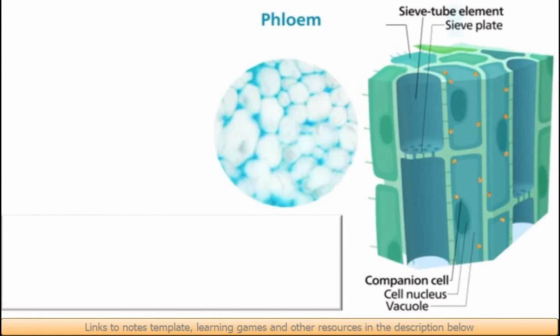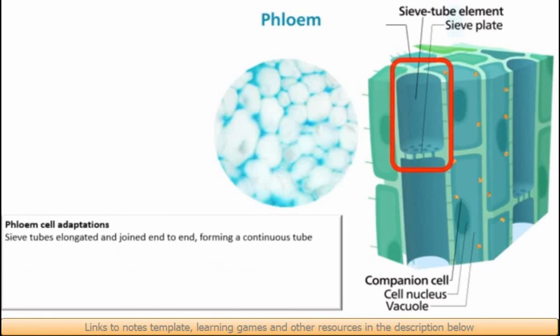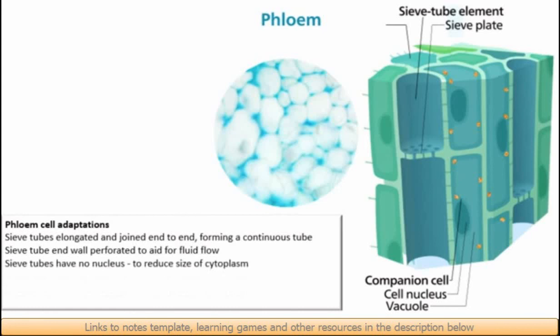Sieve tubes are elongated cells joined end to end. The end walls of the sieve tubes are perforated with pores, and this forms a long hollow pipe that allows sugar solution to pass through. To maximise the space in the tube formed by phloem cells, mature sieve tubes have no nucleus, and their cytoplasm is pushed to the sides of the cell. Sieve tubes are kept alive and supported in their function by the activities of their companion cells.